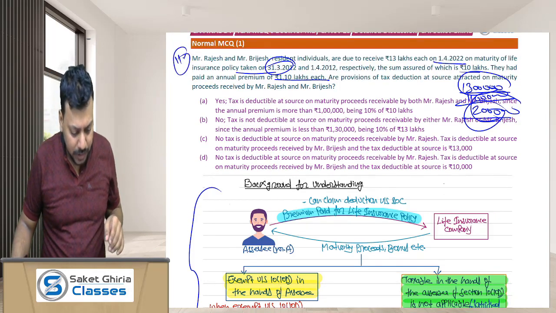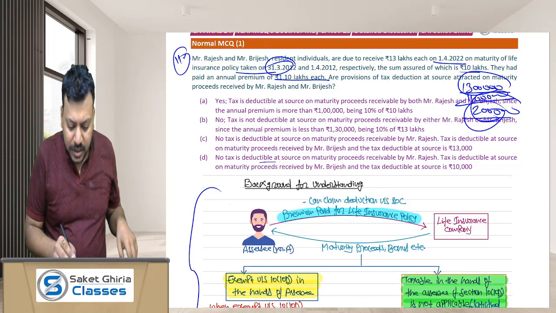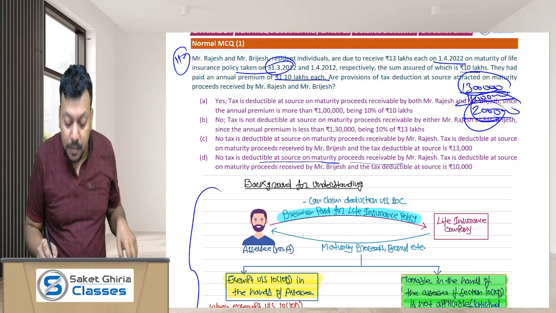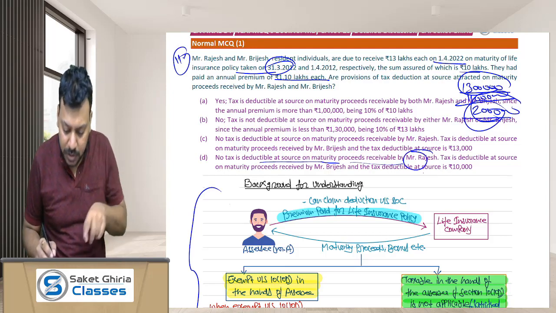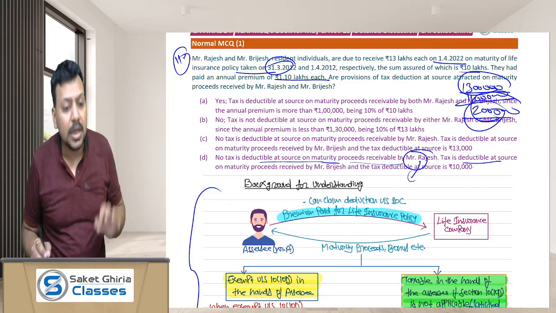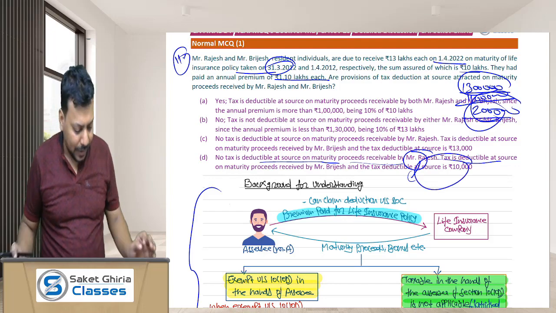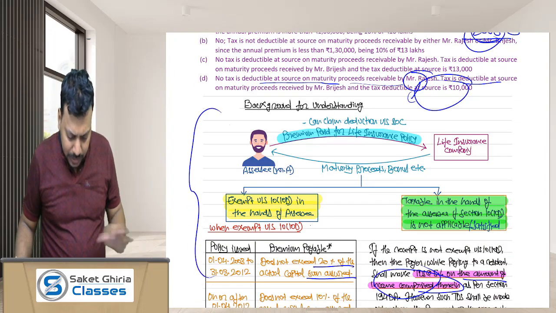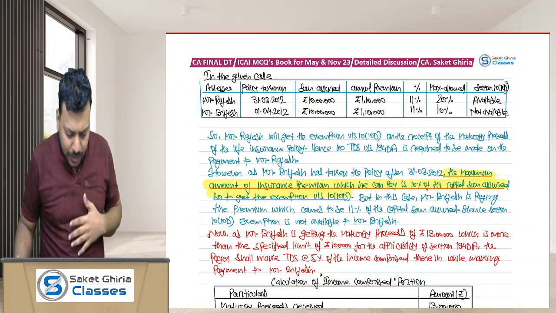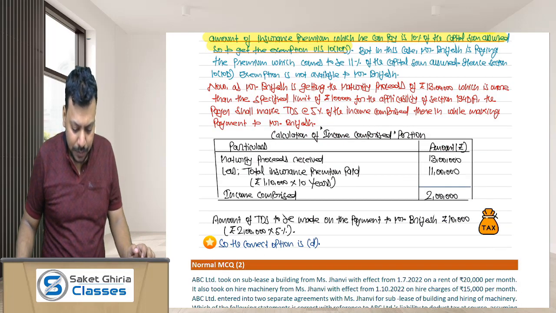I hope you guys are clear with this. So the correct option is no tax is deductible at source on maturity proceeds received by Mr. Rajesh. In case of Mr. Rajesh, 10(10D) exemption is available, but in case of Mr. Brijesh, 10(10D) exemption is not available, and TDS is rupees 10,000. So the correct option is D. Okay, so dear, this is a detailed explanation of each and everything. So you should have this book, and it is going to help you guys a lot.